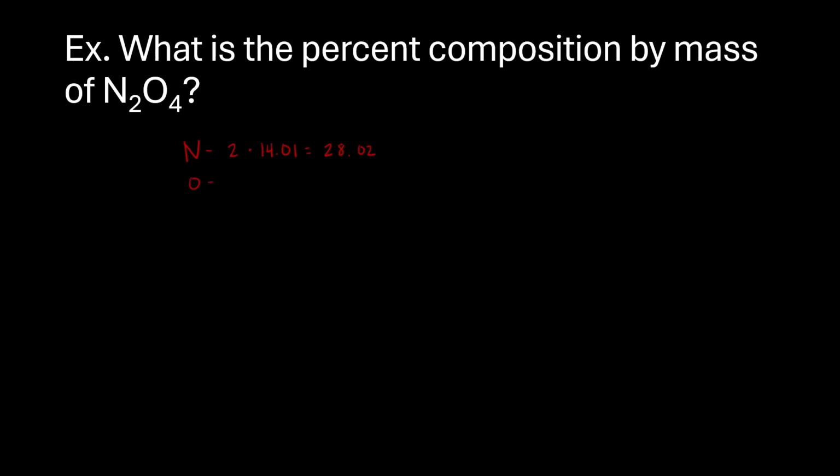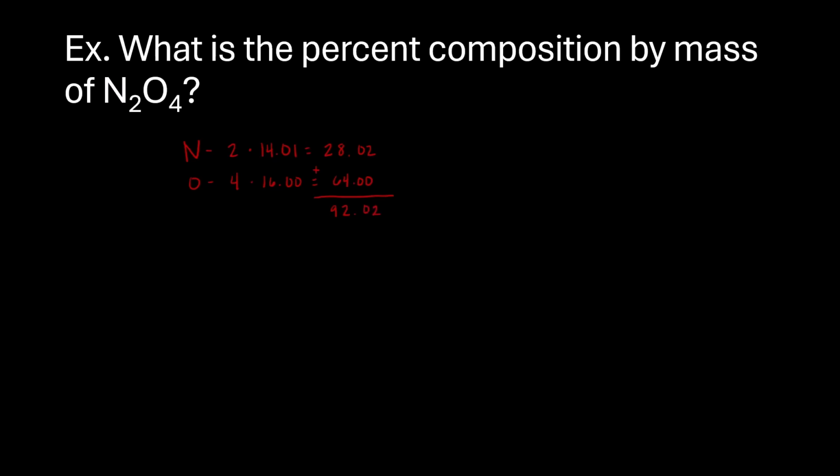For oxygen, we have 4 atoms of oxygen, and if I again look at the periodic table, I'm going to see that the molar mass is going to be 16.00 for oxygen. I multiply that out and I get 64.00. Next step would be to sum these two up to find the total formula mass. I add those two together and I get 92.02.